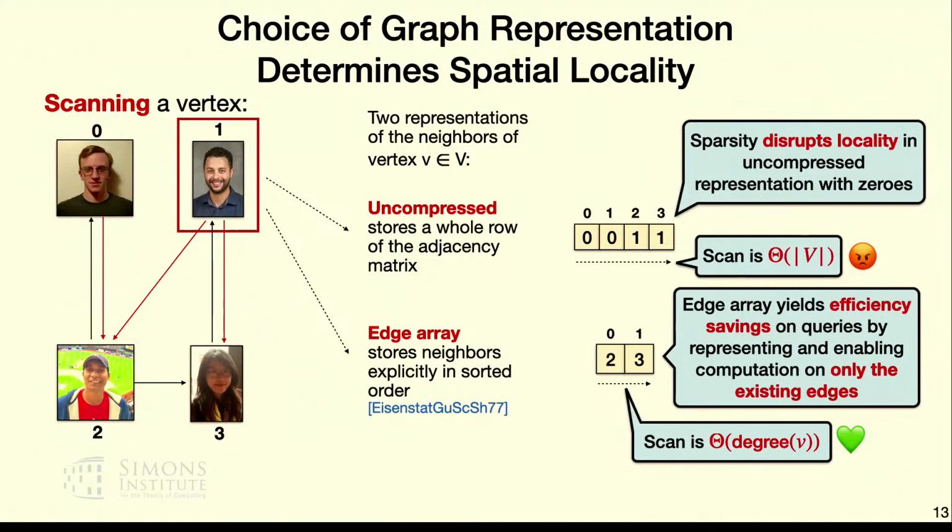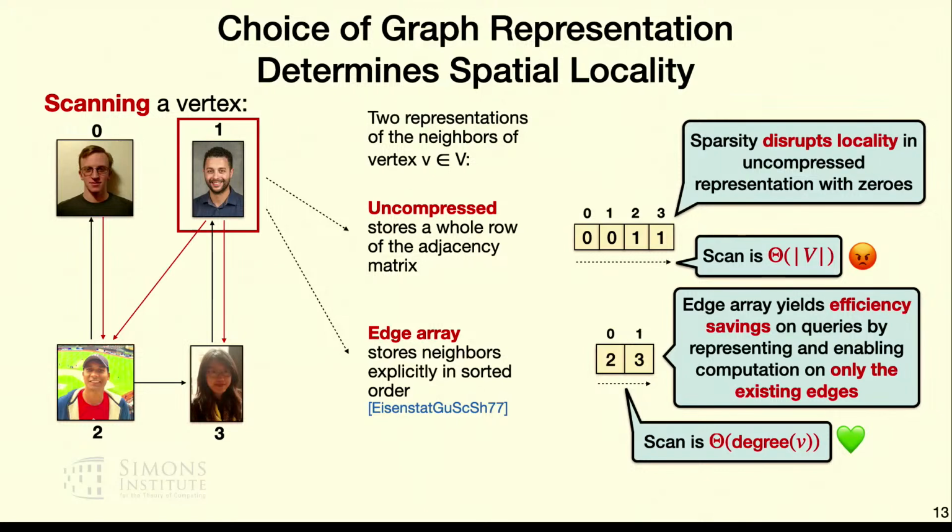So for concreteness, this is an example graph with my co-authors. It's a pretty simple graph, but let's say that we want to represent this vertex here, and we're trying to represent the outgoing edges. So two simple representations that we can choose for this neighbor list are uncompressed, which is basically one row of an adjacency matrix, and edge array, which is basically one segment of your compressed sparse rows. In uncompressed, in the unweighted case, you have a number of bits equal to the total number of vertices in the graph, and then you set 0 if there's no connection, and you set 1 if there is a connection.